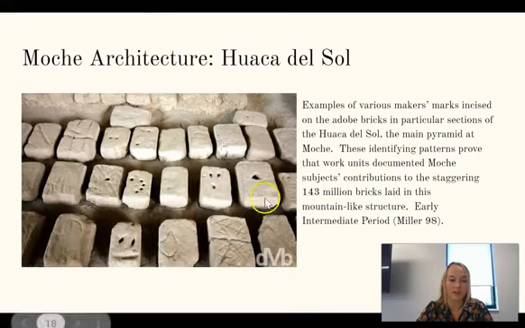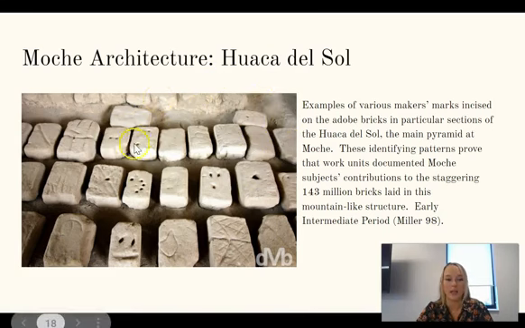Here are some examples of the individual pieces of Adobe brick that were used to build the Huaca del Sol. Here we have the various markers. And these identifying patterns prove that the work units documented the Moche subjects' contributions to the 143 million bricks that were laid in the mountain-like structure.